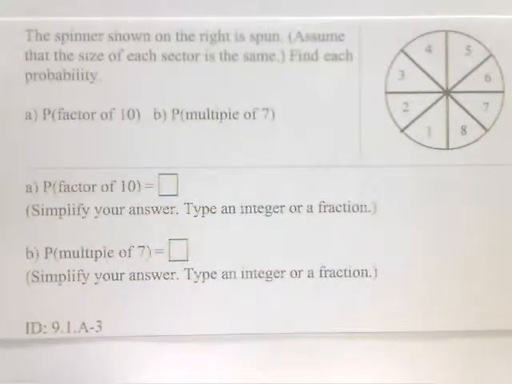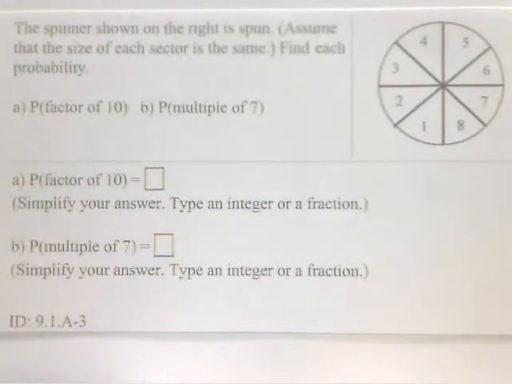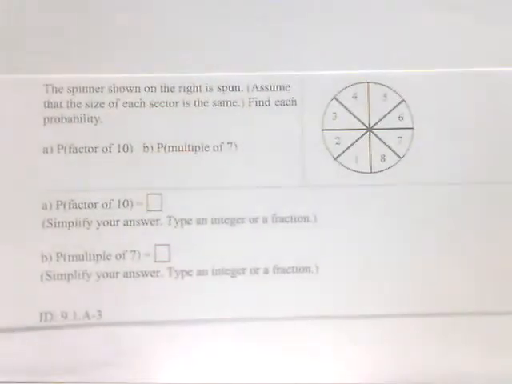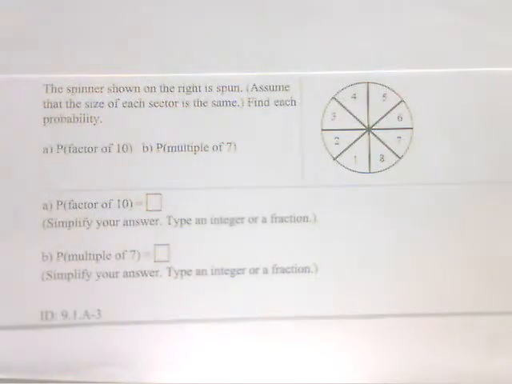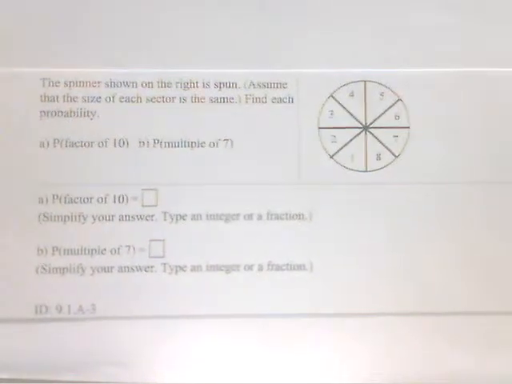We'll look at some of the homework problems in section 9.1. And in 9.1, we were talking about how probabilities are determined. And these are problems that are related to that.